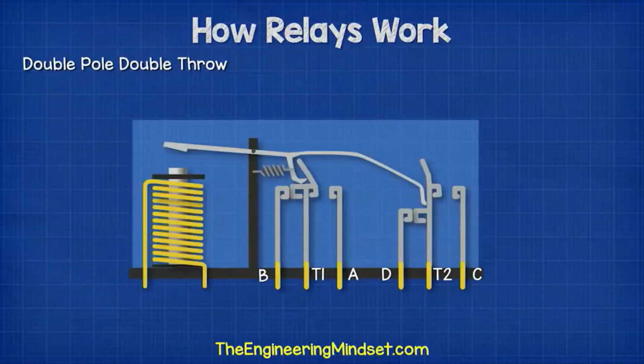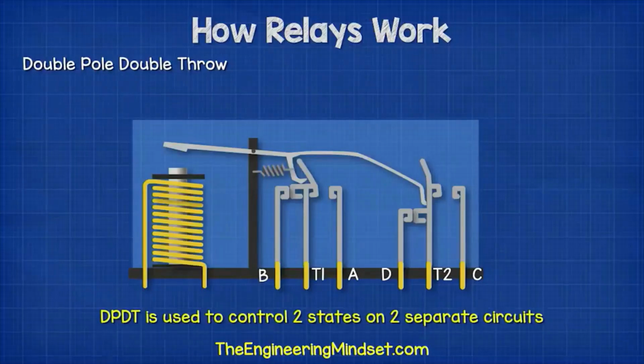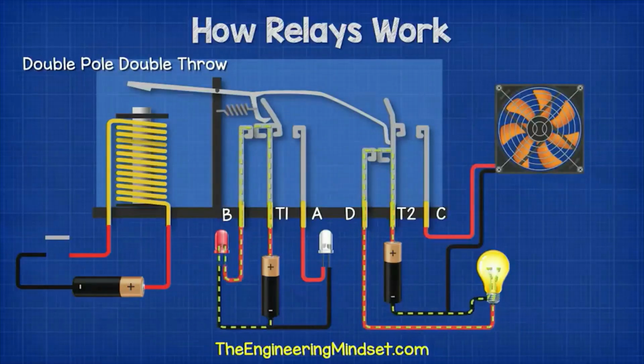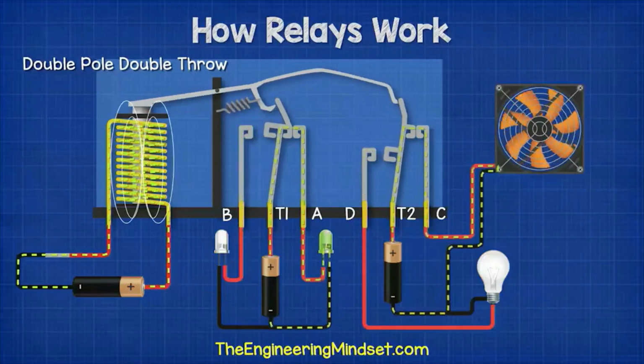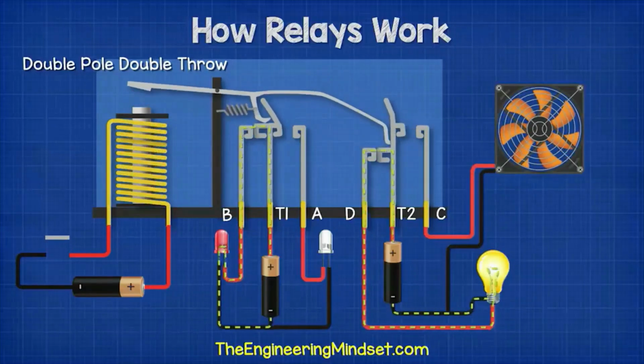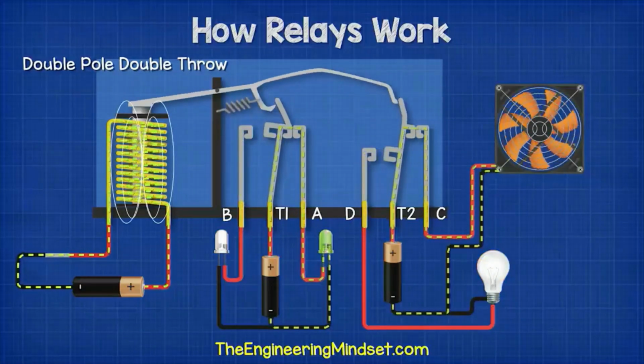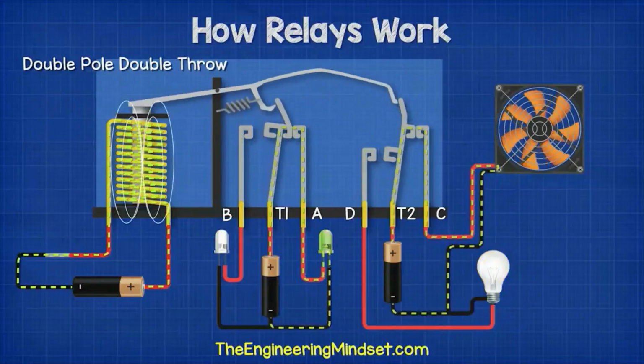A double pole double throw relay, or DPDT, is used to control two states on two separate circuits. Here we can see a DPDT relay. When the primary circuit is not complete, terminals T1 and T2 are connected to terminals B and D respectively. The red LED and the indicator light are energized. When the primary circuit is closed, then T1 and T2 connect to terminals A and C. The fan turns on and the green LED is also energized.